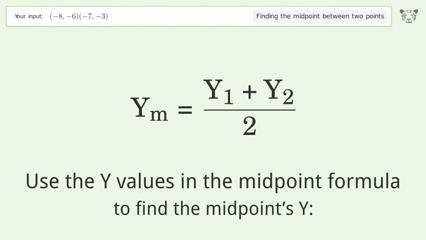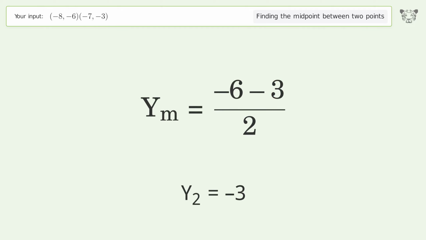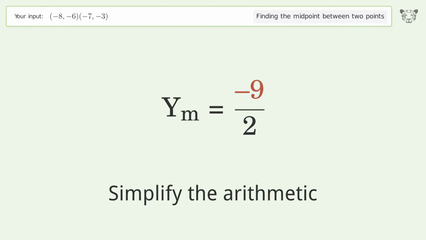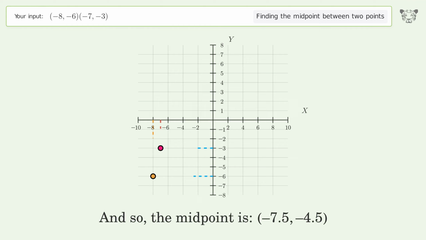Use the y values in the midpoint formula to find the midpoint's y. y1 equals -6. y2 equals -3. Simplify the arithmetic. And so, the midpoint is -7.5, -4.5.